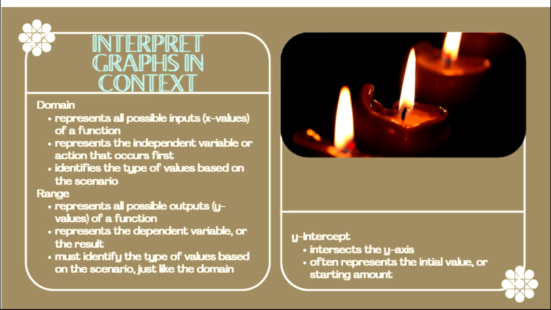Interpret graphs in context. The domain represents all possible inputs or x values of a function. The domain represents the independent variable or the action that occurs first. And the domain identifies the type of values based on the scenario. Now there is a question about this towards the end.